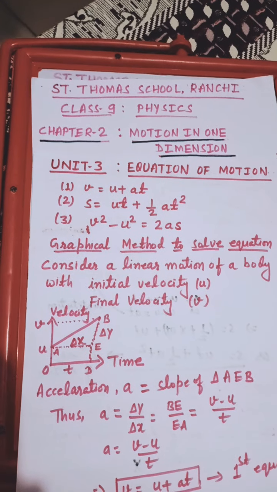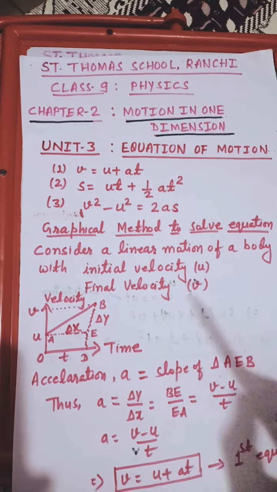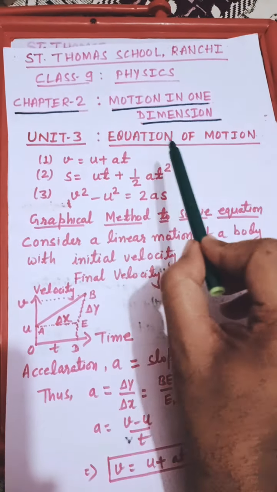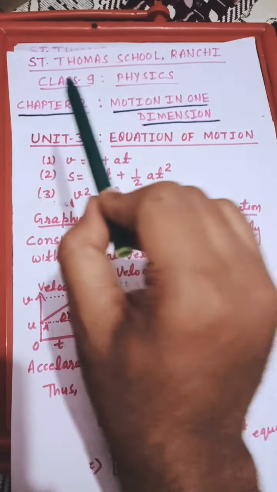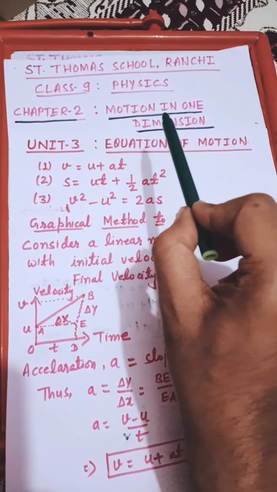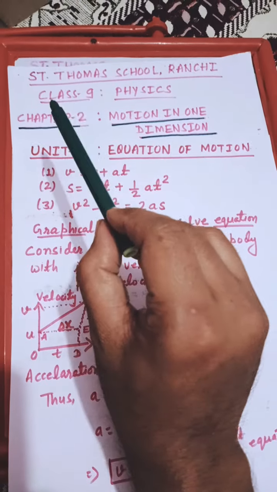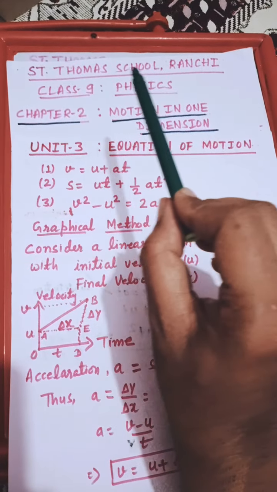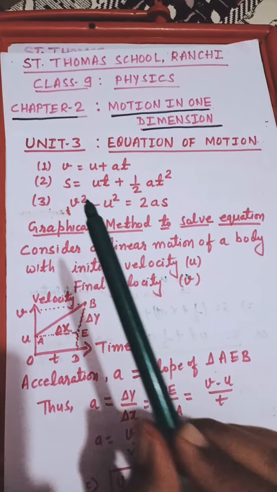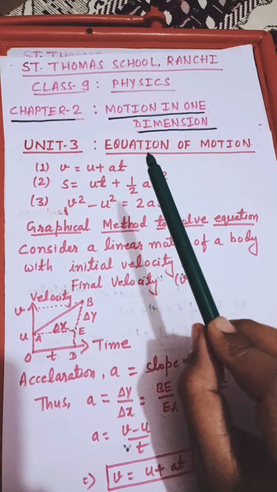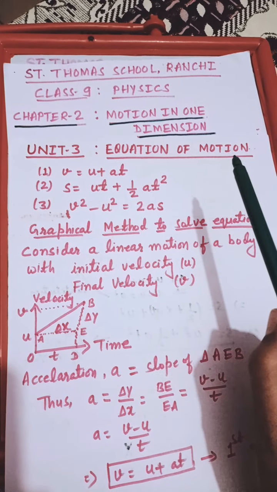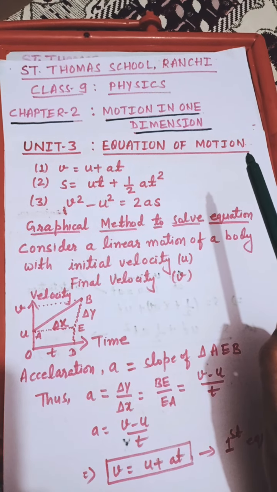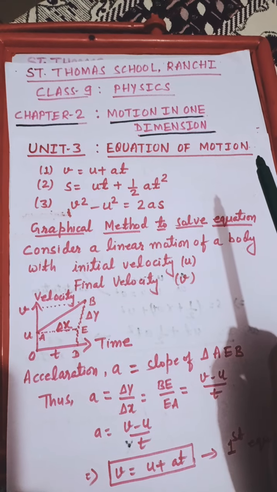So hi everyone. Next we are going to start with the third unit, equations of motion, under the second chapter, motion in one dimension, for class 9 physics at Thomas School Ranchi. Under this third unit we are going to see all the equations of motion and how they are derived with the help of the graphical method.